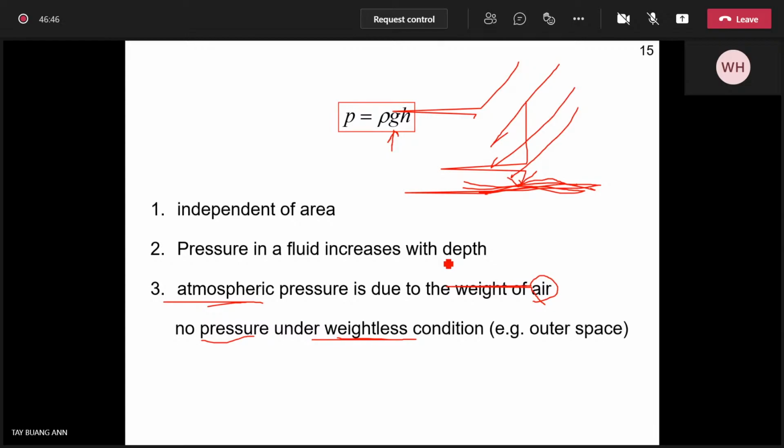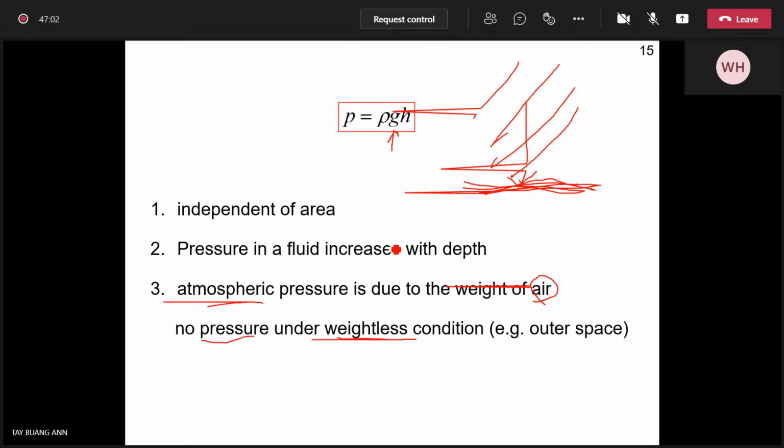Put more to increase the pressure. That pressure is due to something else. It is not due to the weight of the air in outer space. Otherwise, if we don't have the normal pressure outside us, our blood vessels will burst.